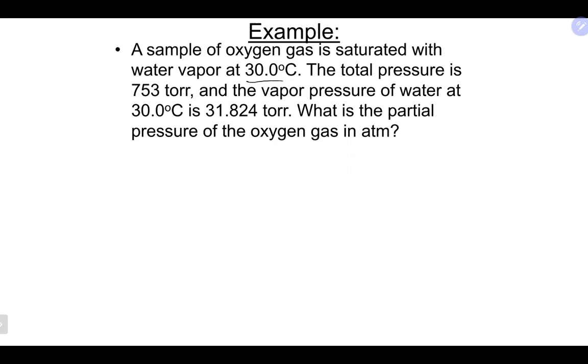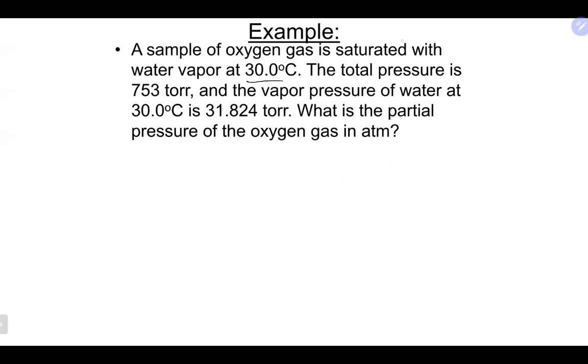How do you know it's this type of situation in a book problem? Well, it usually says something like this. It's saturated with water vapor. It will sometimes say you collected the gas over water. So some mention of water vapor, or some mention of collecting your gas over water, basically tells you it is that situation, and you have to use pretty much this equation, the vapor pressure of water, basically.